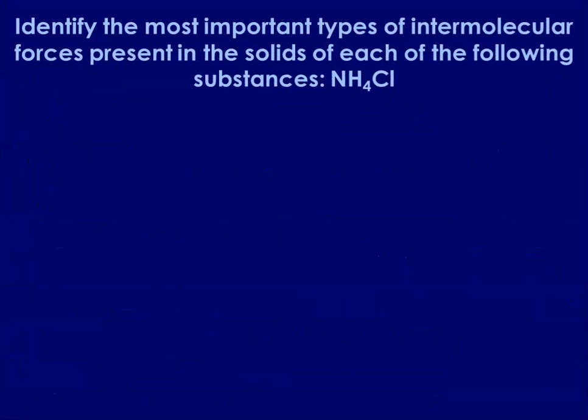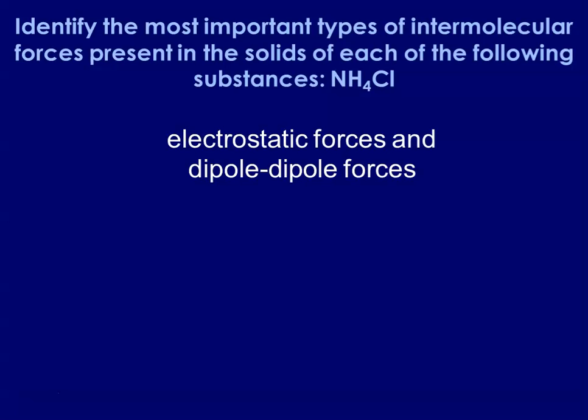So here we have NH4Cl, and I want to know what are the most important types of intermolecular forces present in these solids. NH4Cl is an ionic compound, so it's absolutely going to have electrostatic forces. It also could have some dipole-dipole forces because it definitely has a polarity to the molecule. If you had just put electrostatic, though, I would have been totally fine with that. But again, it's electrostatic because it's made of a cation and anion. It's an ionic compound.